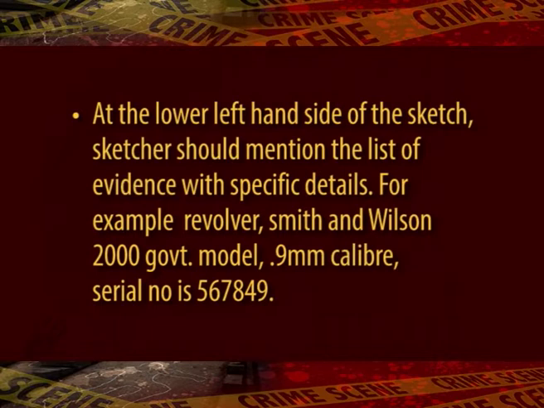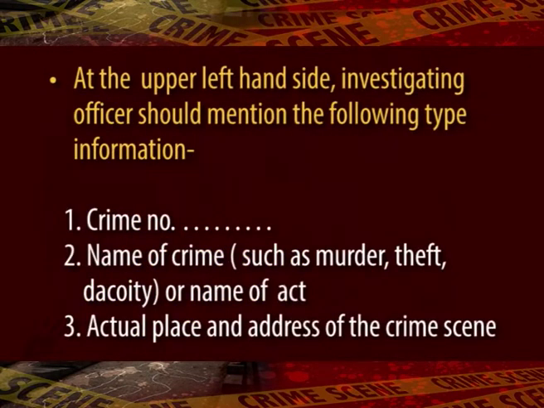For example, revolver, Smith & Wesson 2000 government model, .9 mm caliber, serial number 567849. At the upper left hand side, the investigating officer should mention the following type of information: first, the crime number; second, the name of the crime such as murder, theft, dacoity or the name of the act; third, the actual place and address of the crime scene.